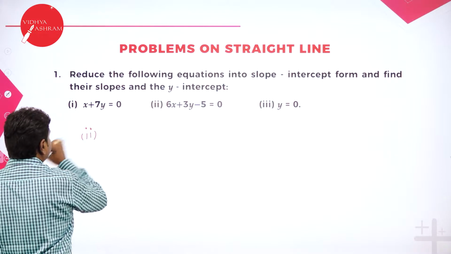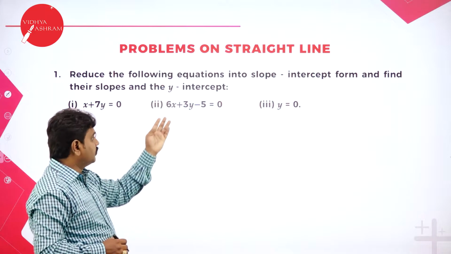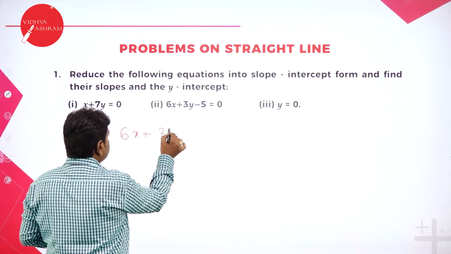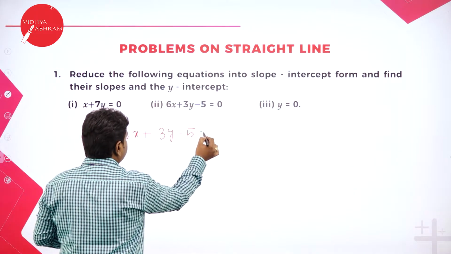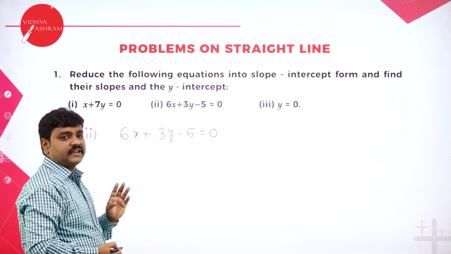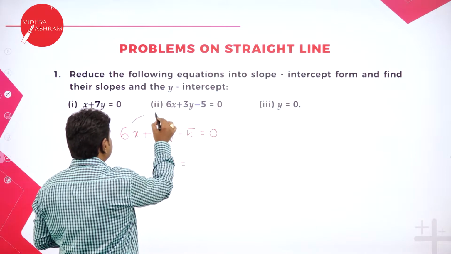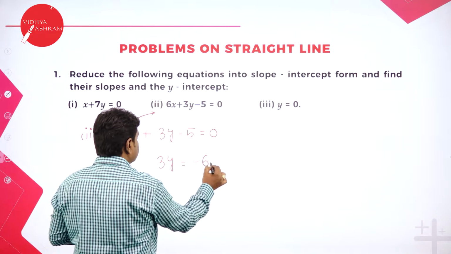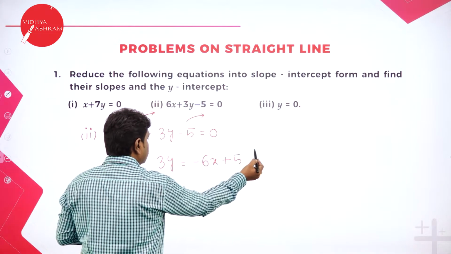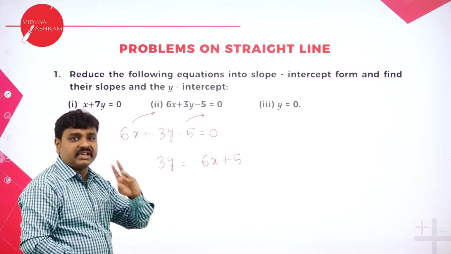Question 2. 6x plus 3y minus 5 equal to 0. We'll take this problem and rearrange it to slope intercept form. Now write it in the form y is equal to mx plus c. So I'll write this as 3y is equal to, transfer 6x to that side, so it will become minus 6x, transfer 5 to that side, it will become plus 5, and 3 is multiplying y, transfer 3 to that side, it will become divided by 3.